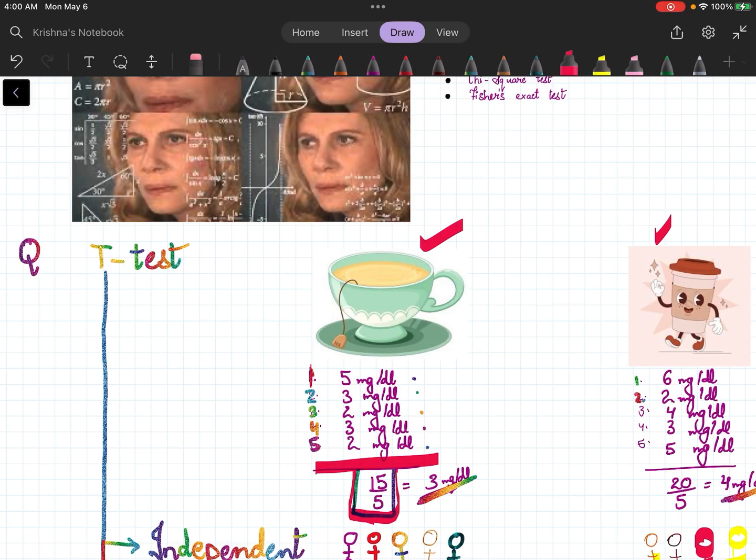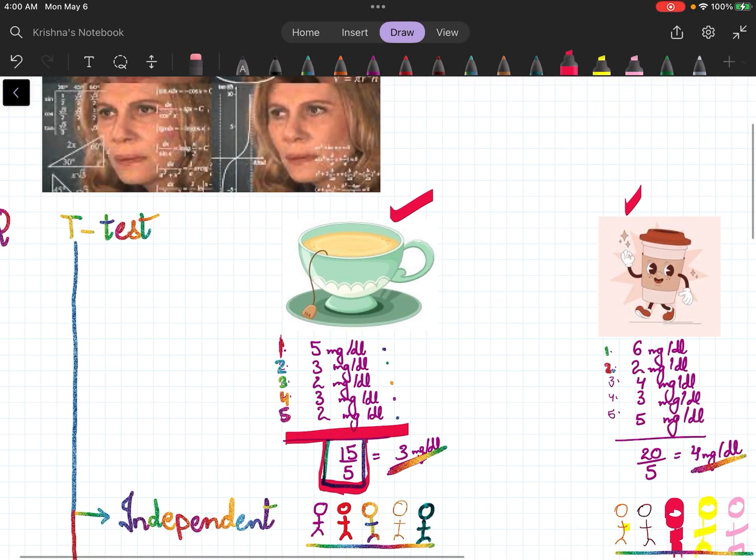these values. So mean would be like taking the average of these values. Now I want to compare. I got the average level for tea drinkers to be around 3 and for coffee to be around 4. Now I want to figure out if the difference that I'm seeing is actually statistically significant or not.